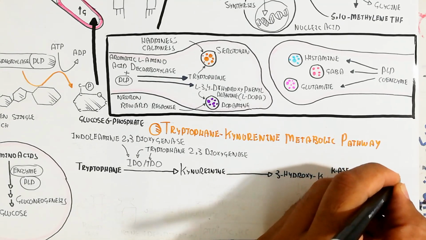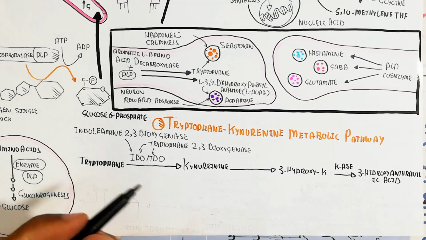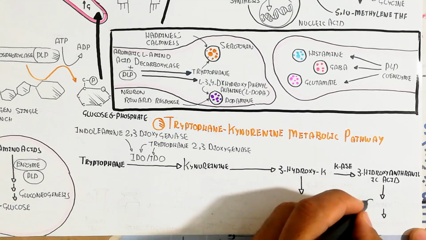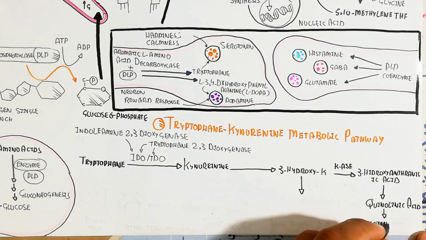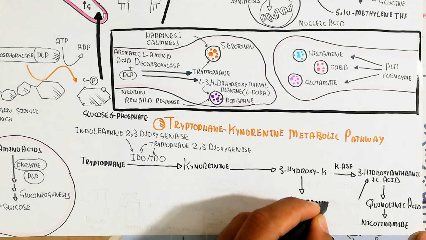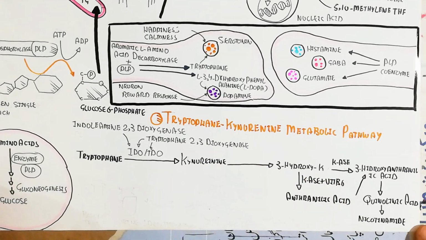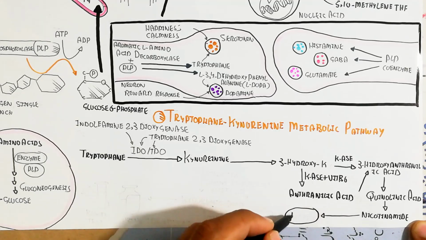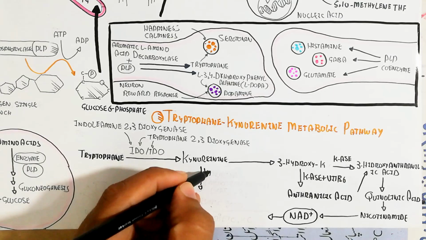This 3-hydroxykynurenine, with the kynureninase enzyme, is used to produce 3-hydroxyanthranilic acid. This 3-hydroxyanthranilic acid produces quinolinic acid and the nicotinamide conversion and NAD+. While the 3-hydroxykynurenine converts with the kynureninase enzyme and vitamin B6 to produce anthranilic acid, and in this way the metabolism will occur.